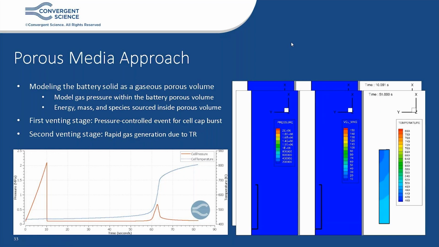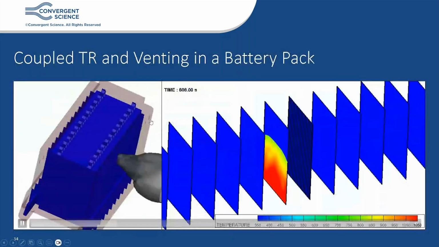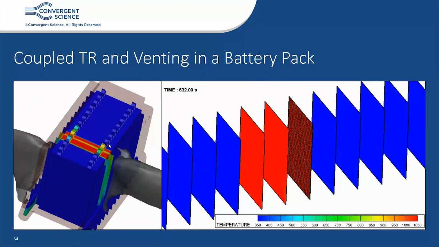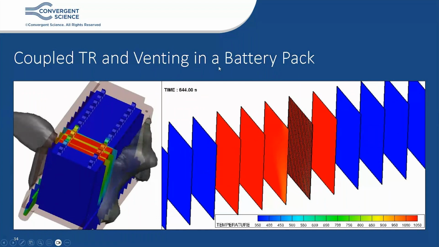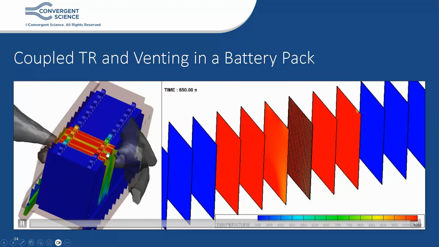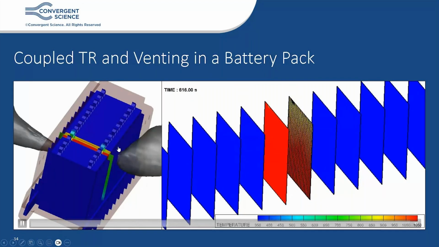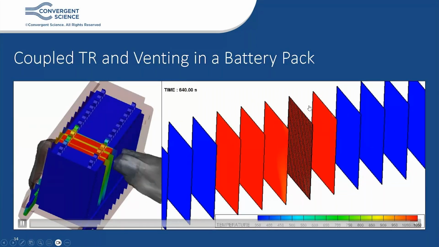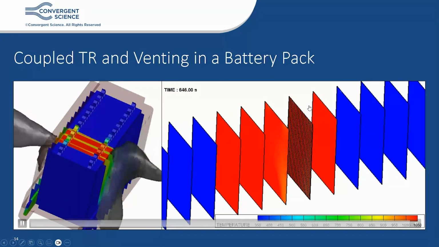Users can make a selection between these models and apply them to a larger pack level simulation. In this simulation, we have done a coupled thermal runaway venting simulation where individual cells undergo thermal runaway sequentially, and they sequentially start to vent out gases. So this is a more detailed coupled venting simulation.